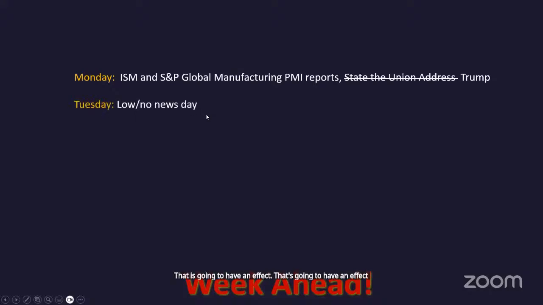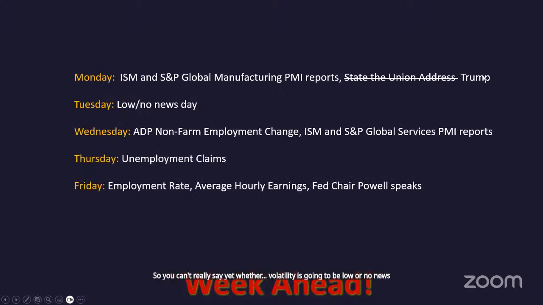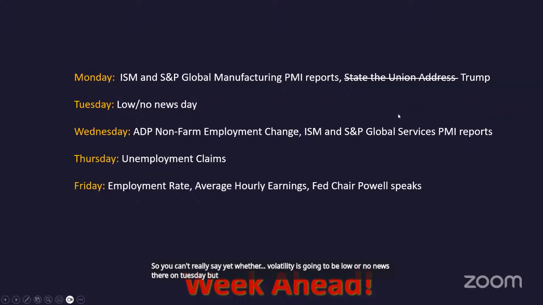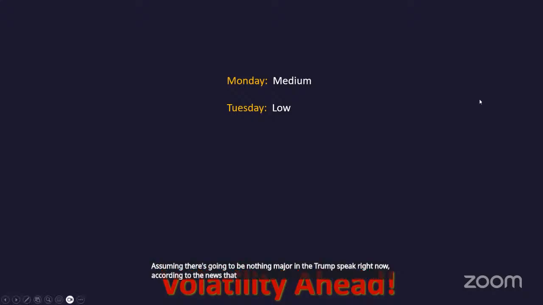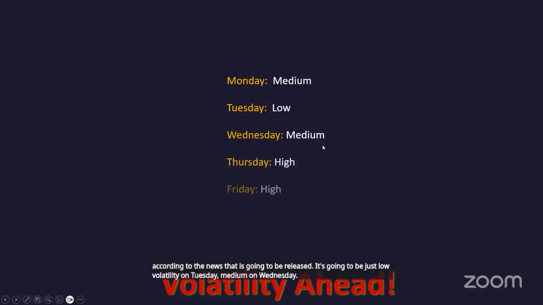So we're going to see what happens. That's going to have an effect on the market on Tuesday. I can't really say yet whether volatility is going to be low on Tuesday, but Monday night we've got Trump speaking, and I'm sure a lot of people are going to be watching what he says. So, what happens to volatility in this whole thing? Well, Monday I've got it set at medium. Assuming there's going to be nothing major in the Trump speak, according to the news that is going to be released, it's going to be just low volatility on Tuesday, medium on Wednesday, Thursday, and Friday.